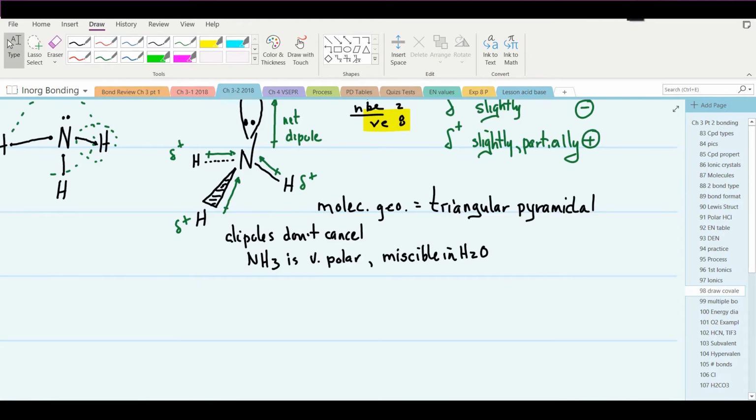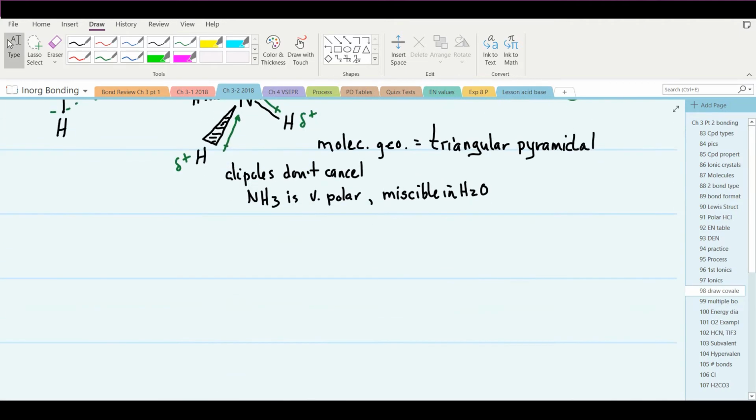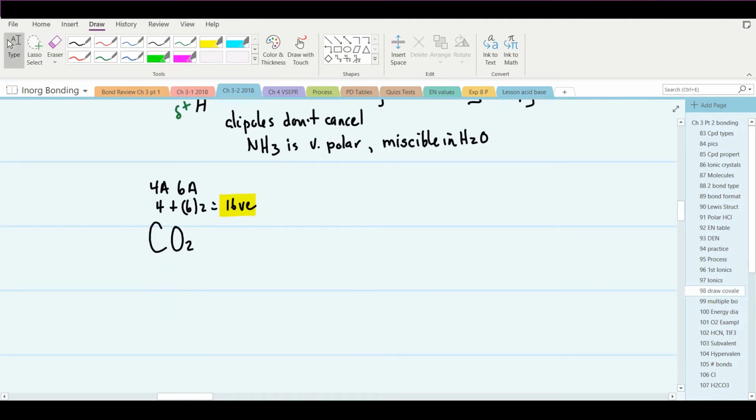Next on the list is carbon dioxide. Carbon dioxide, CO2, group 4A, group 6A. 4 plus 6 times 2 is 16 valence electrons in our structure. Okay, how is that connected together? We need to know that so we can calculate the difference in electronegativity. So let's see. Carbon, electronegativity is 2.5, oxygen is 3.5.